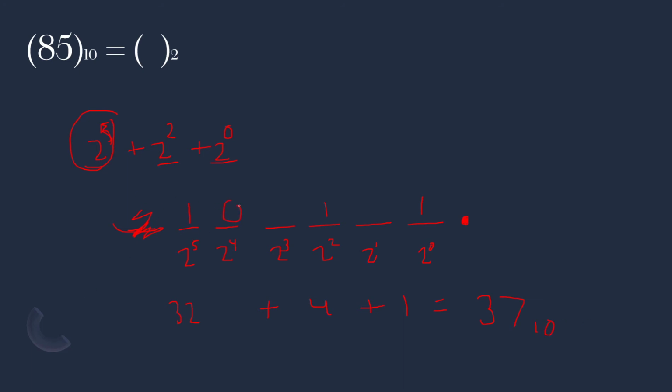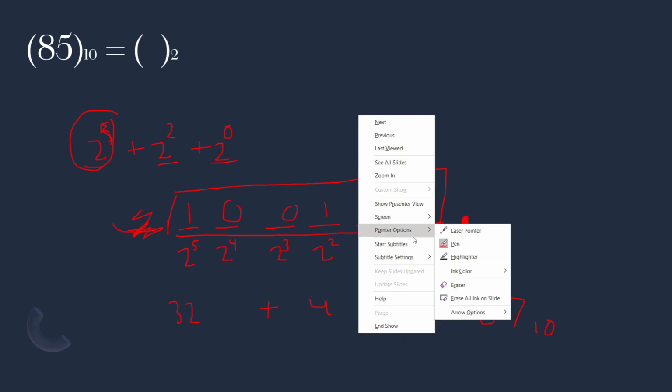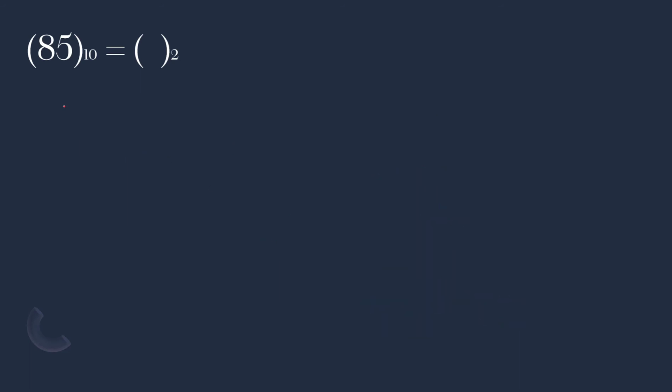Alright, and then this is in binary. We fill the rest of these with zeros. So that was the first time you guys got to look at it. Let's try it one more time for 85.